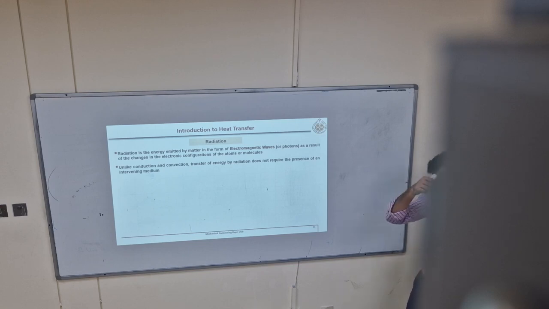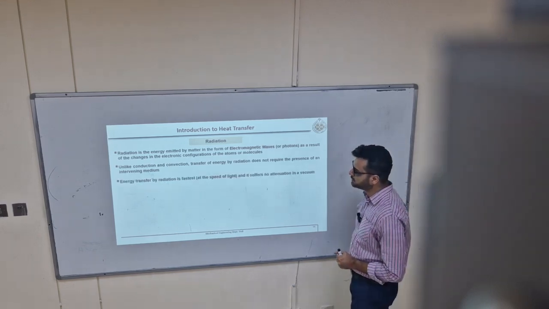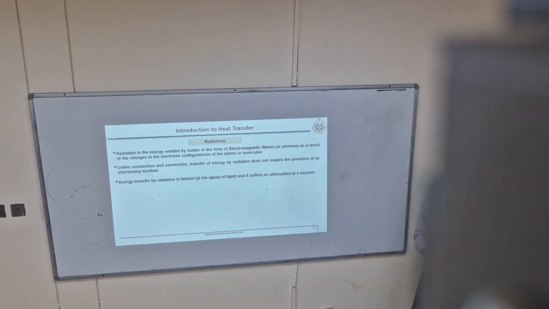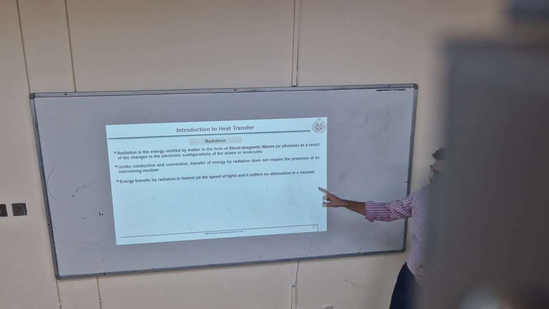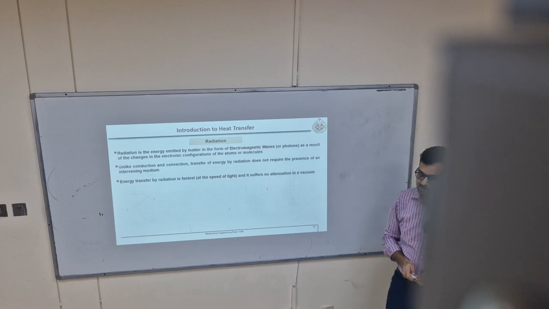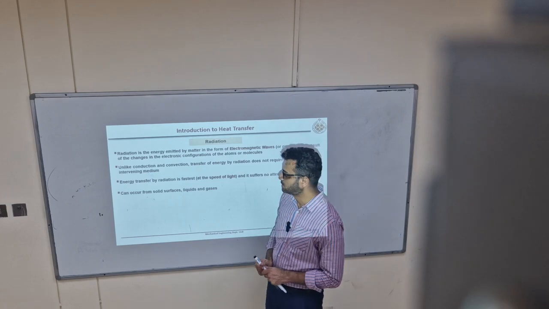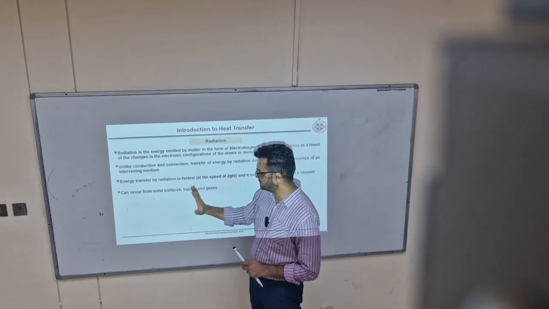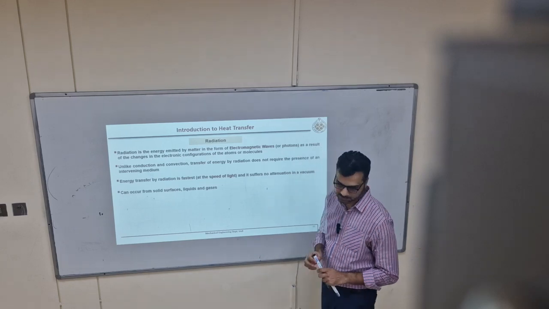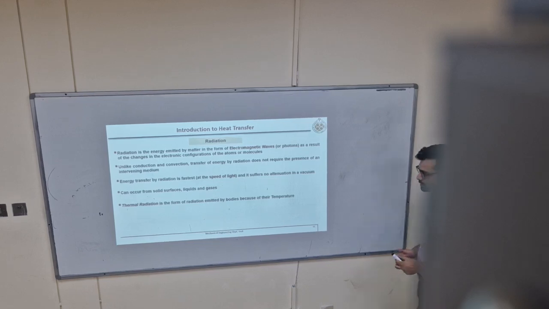These radiations do not need any medium to travel. They can pass through empty space, like in a vacuum, and they travel at the speed of light. It doesn't change its magnitude even in a vacuum. These radiations occur not only from solid surfaces, but liquids and gases also emit radiation. In other words, every body whose temperature is above 0 Kelvin is actually emitting radiation.